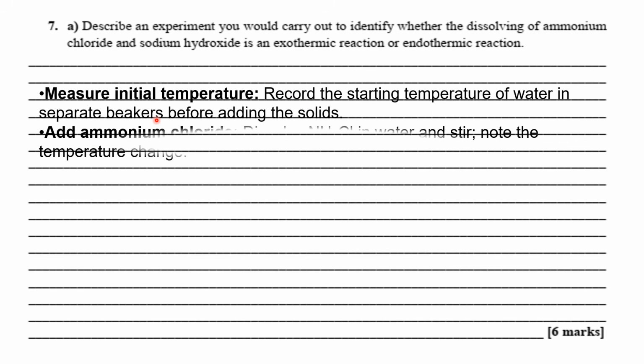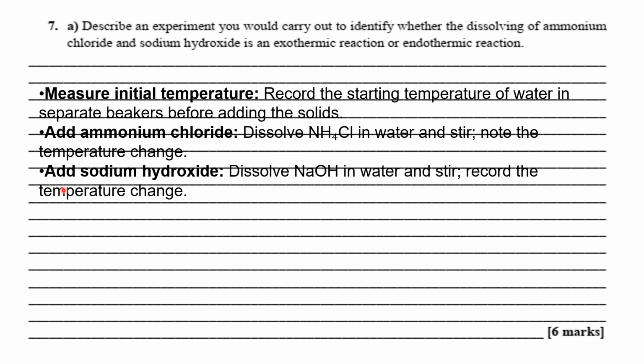Then you add ammonium chloride, NH4Cl, to water, and stir the mixture. Note the temperature change. At the back of your mind, you should know that you already have the initial temperature there. So upon adding the ammonium chloride, you also measure the temperature.